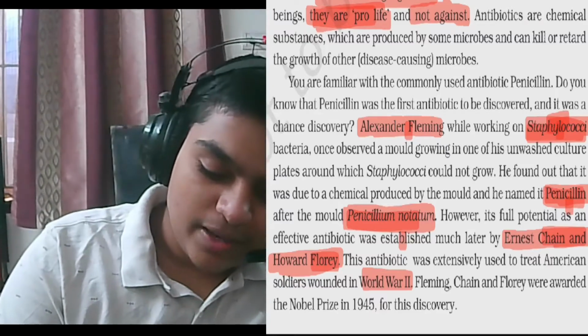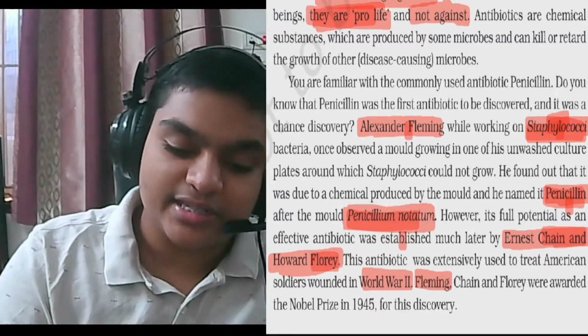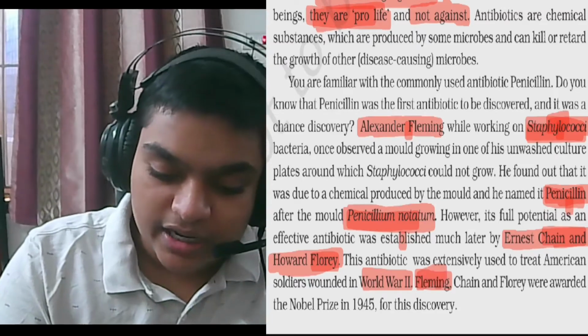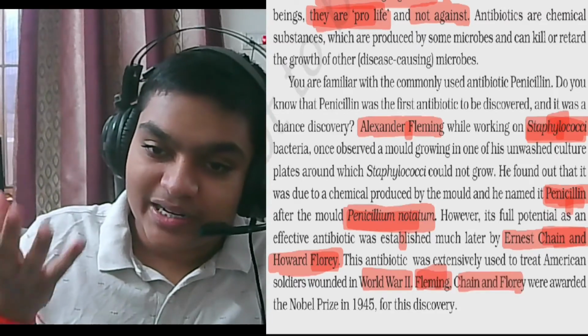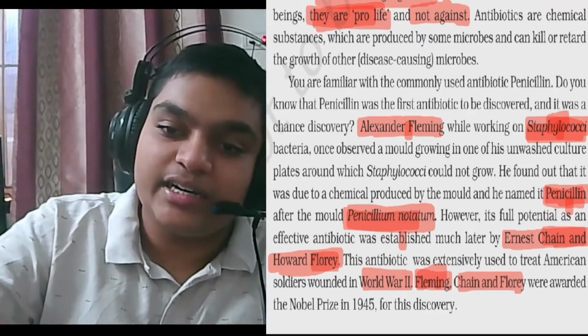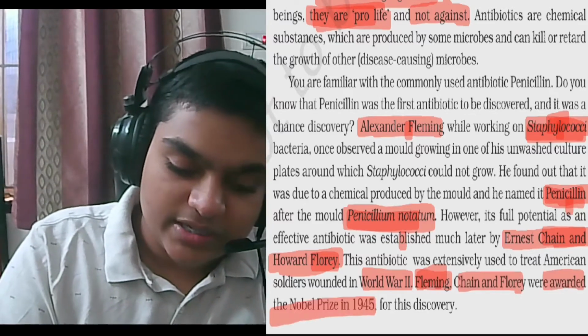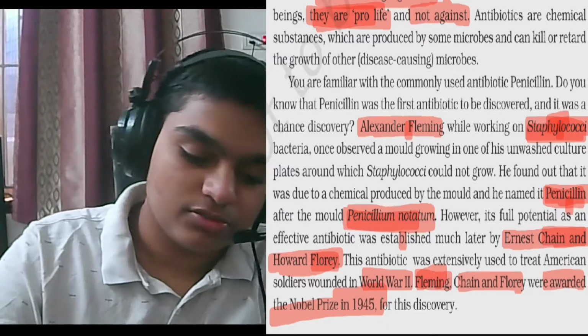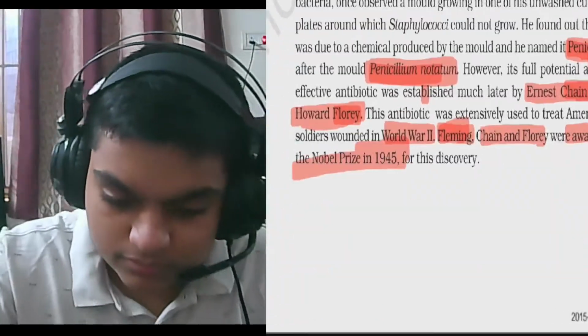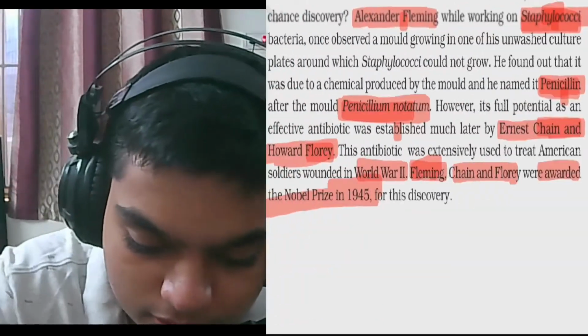So Fleming, for discovering penicillin, and Chain and Florey, for bringing penicillin into usage, were awarded the Nobel Prize in the year 1945. So completed. Moving on to the next page.